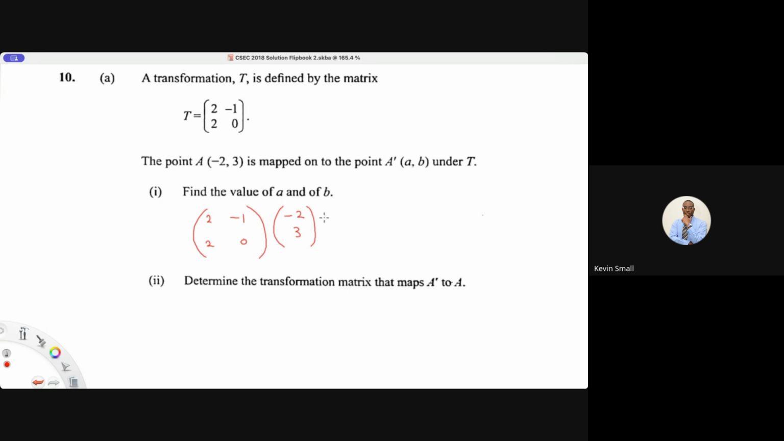And now, anyone that knows matrix multiplication knows it's done row by column. For those that don't know matrix multiplication, you just have to sit tight and watch as we go along. But do this multiplication for me quickly and tell me what you all get. Put it in the chat for me, and that will be the answers for A and B. So you're just taking the matrix and multiplying it by the point.